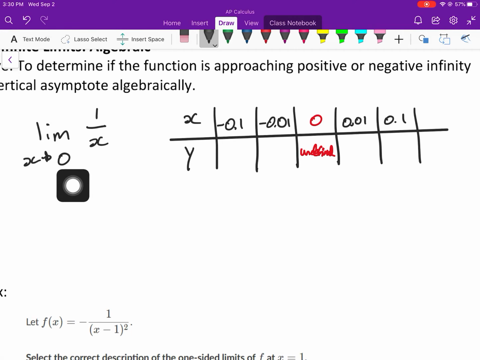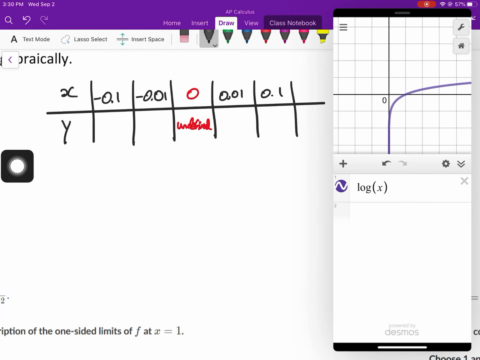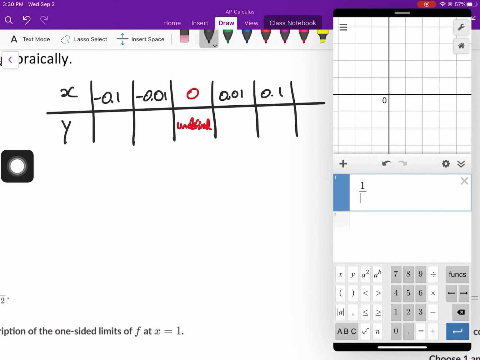We're going to go ahead and try to find the limit as x goes to 0 of 1 over x. We know 1 over 0 is undefined, so we can't just plug this in. So we're going to try to estimate it using a calculator. I'm going to try with negative 0.1. So if I put that in the calculator, 1 divided by negative 0.1 is negative 10.